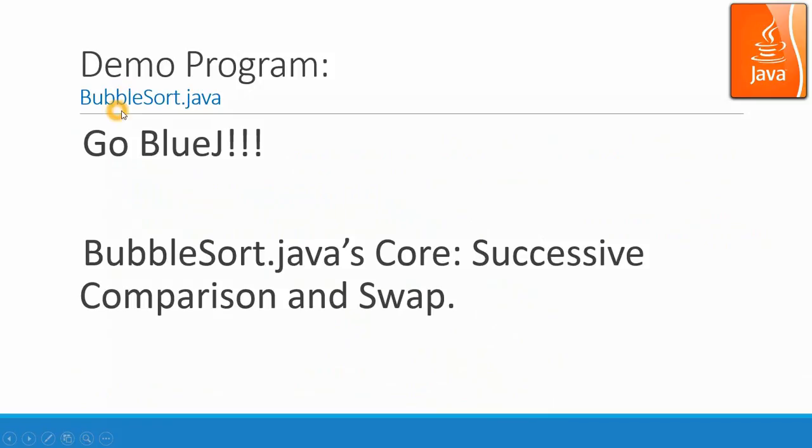Now, let's look at the demo program for BubbleSort. Before we do that, we need to remember that BubbleSort's core is successive comparison and swap. And every time we increase the number of sorted elements from 1 to length minus 1. So remember the keywords: successive comparison and swap. Let's look at the program.